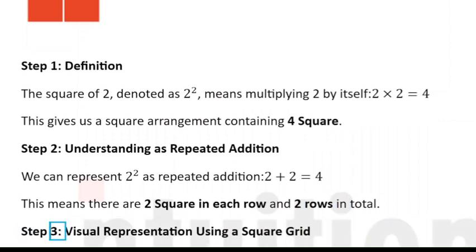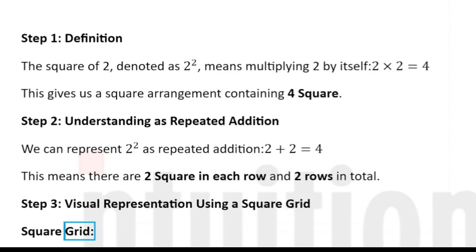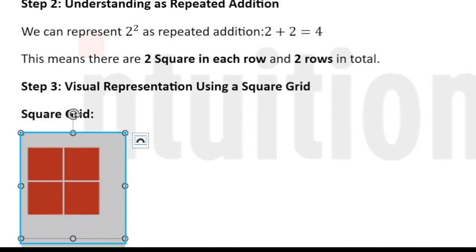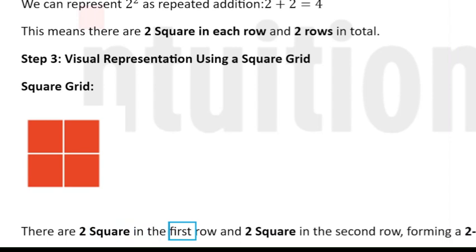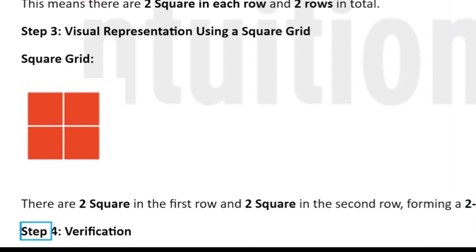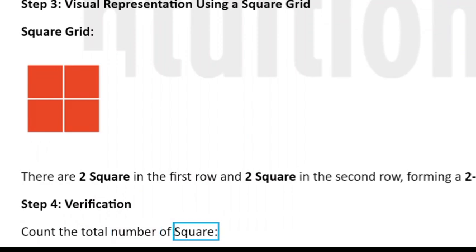Step 3. Visual representation using a square grid. Picture 41. There are 2 squares in the first row and 2 squares in the second row, forming a 2 by 2 square. Step 4. Verification. Count the total number of squares.